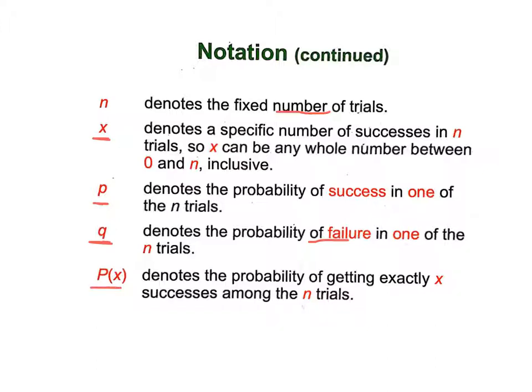And this symbol right here, P of x, is the probability of getting exactly x successes. So in our case, if I were looking for the probability of getting 3 heads in 5 tosses or 5 flips, I'd put P of 3. Okay, so make sure you've got the notation. You can see those letters over and over again.